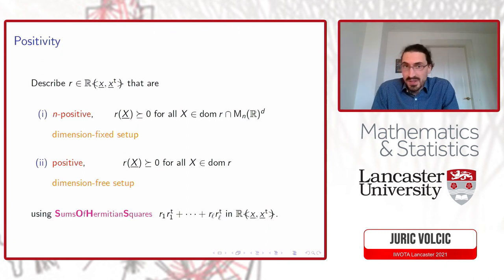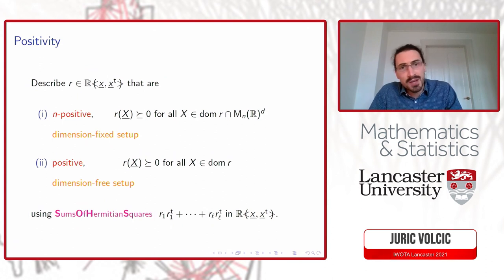What I want to talk about today is positivity, and just to make this precise, I want to talk about two setups. So one is the dimension-fixed setup, where I want to describe NC-rational functions whose evaluations are positive semi-definite for all n-tuples of n times n matrices in their domain, where n is fixed. And then the second setting that I want to talk about is when I relax the restriction on the dimension and I just require the function to be positive semi-definite for all X's in its domain. Okay. So the first function I would call n-positive, so positive on n times n matrices. The other one I'm simply going to call positive, so positive on all matrices.